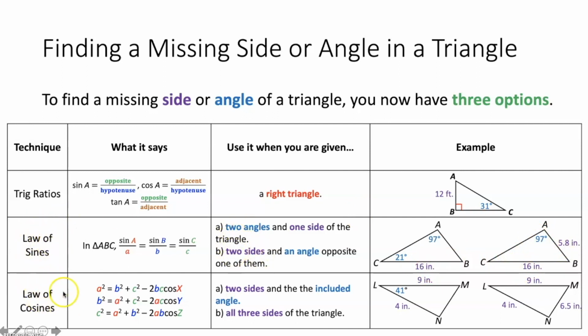You're going to use the law of cosines if you're given two side lengths and the included angle measure. The angle measure between the two side lengths that you're given. Or if you're given all three side lengths in a triangle. That's when you use the law of cosines. So make sure you memorize when to use the law of sines and when to use the law of cosines.